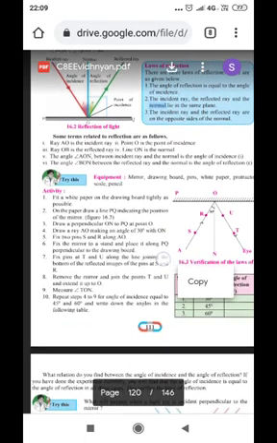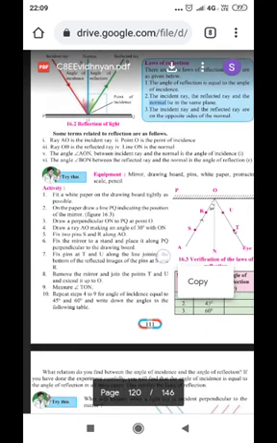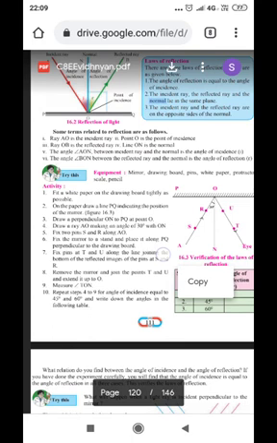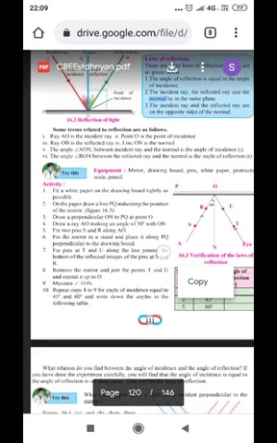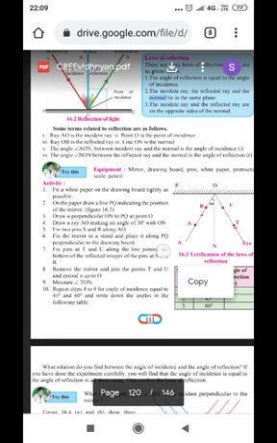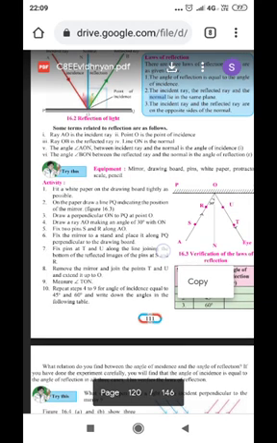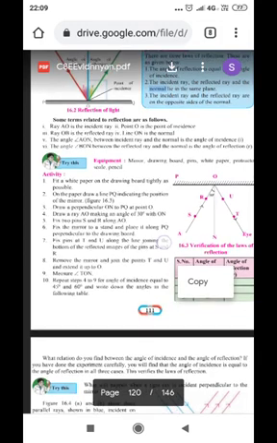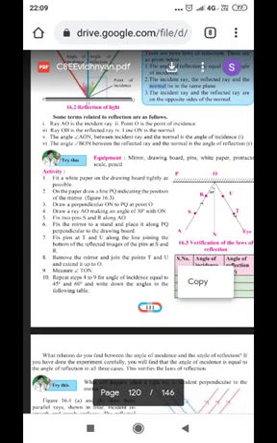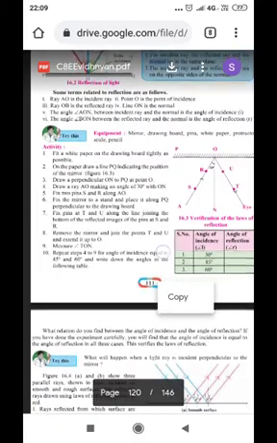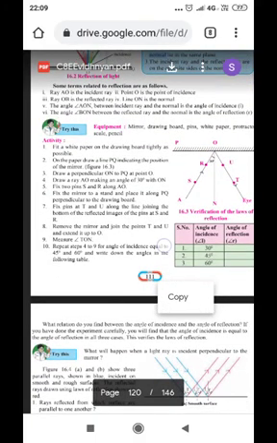Second law: the incident ray, the reflected ray, and the normal lie in the same plane. Means all three, incident ray, normal, and reflected ray, lie on the same plane. They are coplanar. Third law: the incident ray and the reflected ray are on opposite sides of the normal. These are the three laws of reflection.